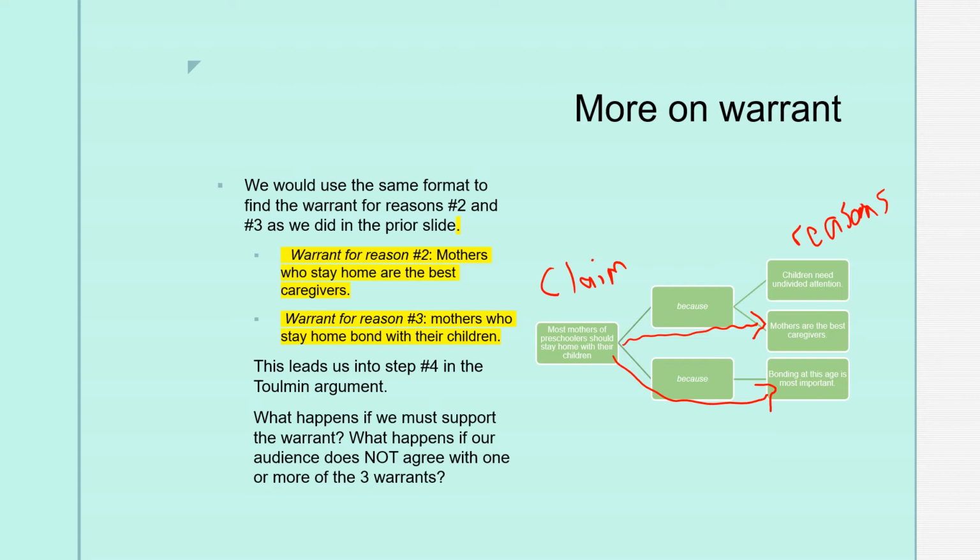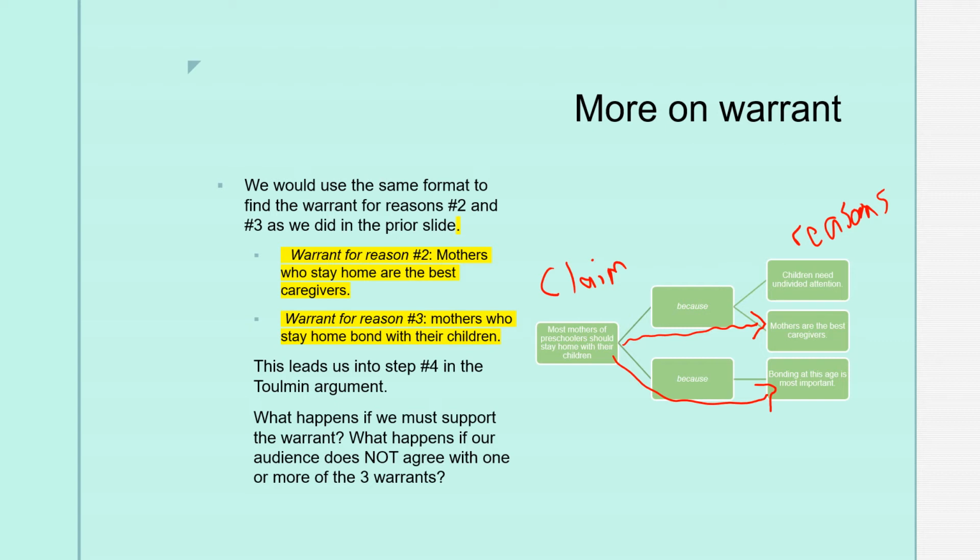So we're always looking back at the claim and we're finding what is unstated between the claim and the reasons, and that is the warrant. Now, why do we find this warrant? What is the importance of that? Why can't we just go claim, reasons, evidence, rebuttal, finished?